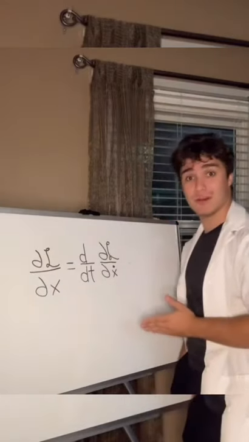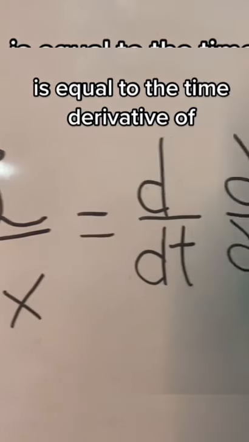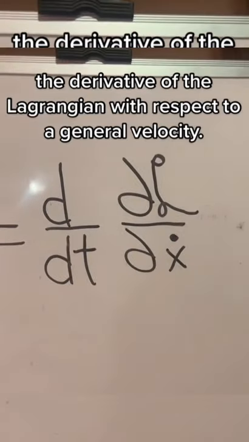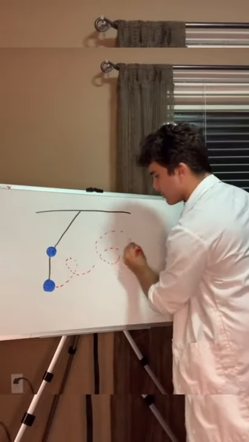easy to calculate. Once we have the Lagrangian, we can plug it into the following equation, where the derivative of the Lagrangian with respect to a general coordinate is equal to the time derivative of the Lagrangian with respect to a general velocity. From this formula, we can develop equations that will predict the motion of these systems.